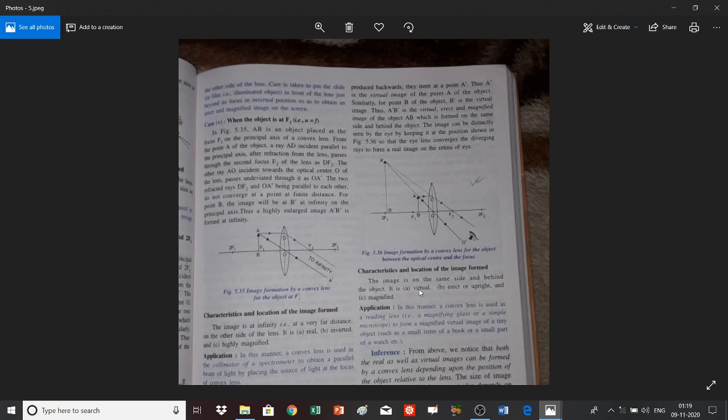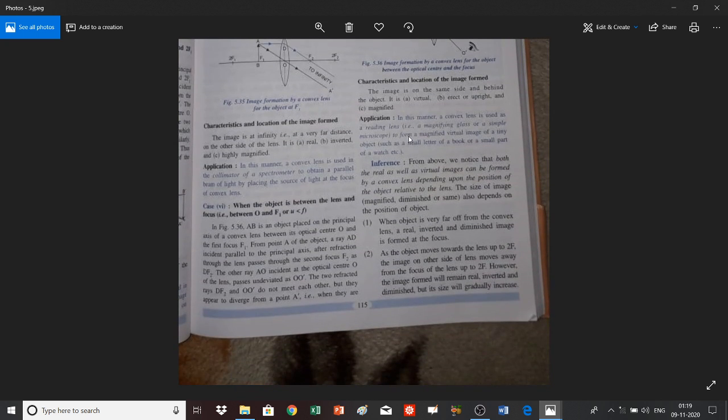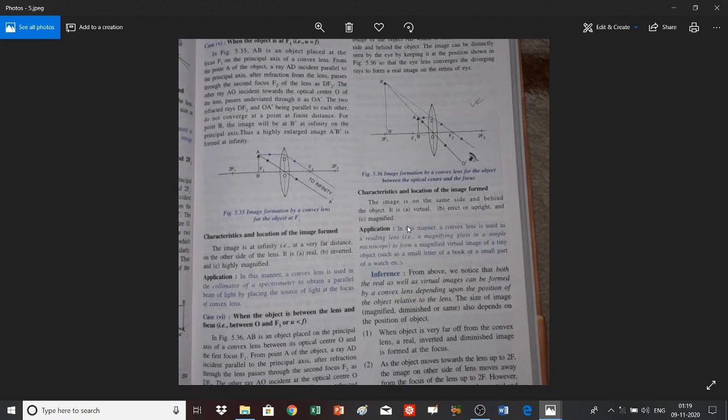Number one, it is virtual. It is erect or upright, obviously not inverted in this case, and it is magnified. It has important applications. A convex lens is used as a reading lens, that is a magnifying glass or a simple microscope, to form magnified virtual images of a tiny object.